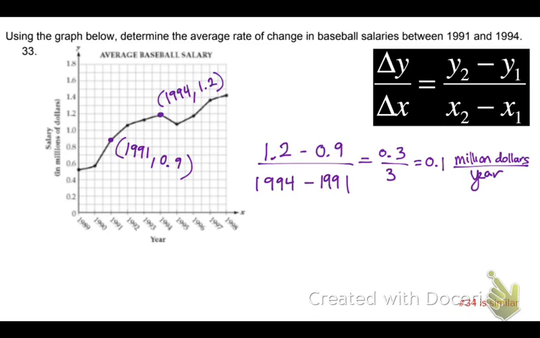Perfect. Now, $0.1 million might not have a lot of meaning to you. So if you think about what 0.1 of a million is, it's 100,000. That means that the rate of change in baseball salaries is $100,000 per year between 1991 and 1994. That's the average rate that people's salaries were changing in those years.